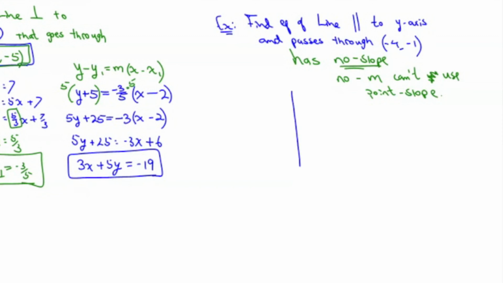So let's plot everything we have. The only thing we have is negative 4, negative 1. So we're over here at this point. The line has to go through this point, one way or the other. Which way is the line going? Vertical. And just by this picture, you should be able to tell me what the equation of that line is.